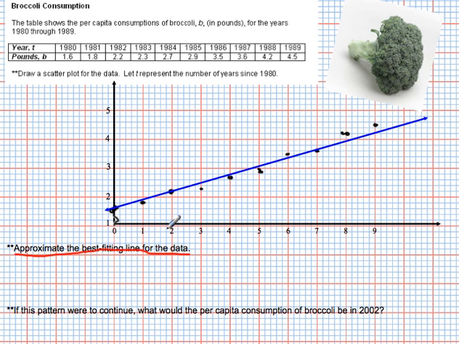However, when it says approximate the best fitting line, they're looking for an equation. So the next step would be to find 2 points on this line that you can read really, really well. Like, for example, this point right here, for me, looks like it's connected very nicely. So I'm going to use that point. Notice it's not a point that was already on the graph. It's just one that I notice I can read really, really well.